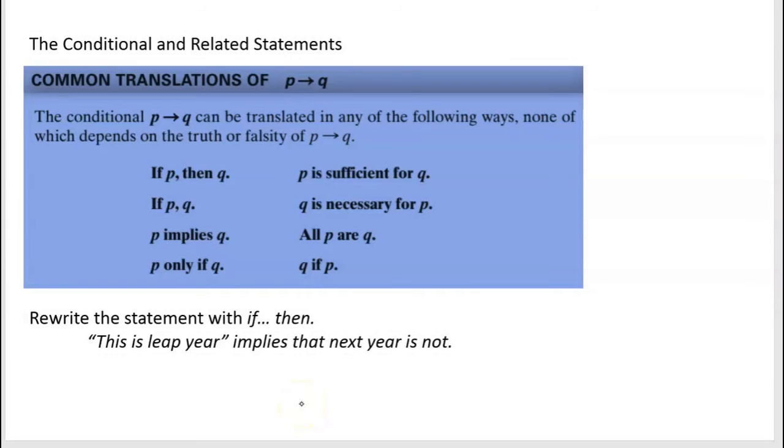Does that make pretty good sense? If this is a leap year, then next year is not. And you could make it more clear, is not a leap year, but that's implied. You kind of see how this works? Let's try this again.